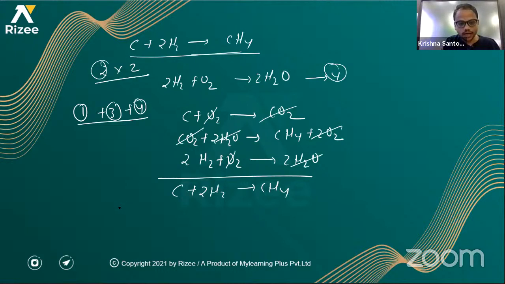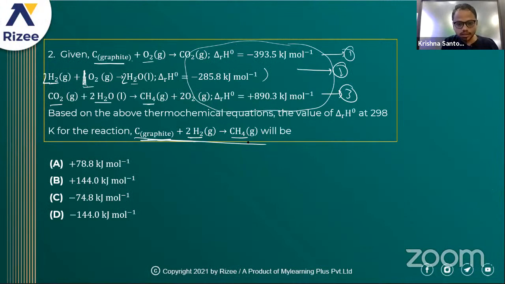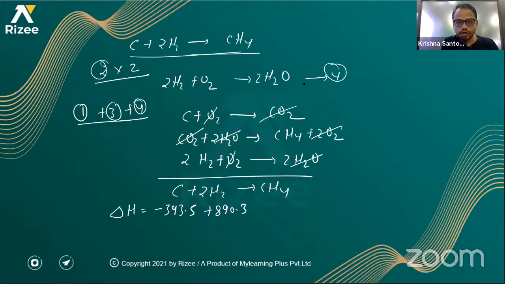Yes. Now what are the values? Let's see. Delta H is equal to, so what I am doing, first one is minus 393.5. So minus 393.5 plus 3. What is the 3 value here? Plus 890.3. Next 4. So fourth one, how much delta H value is this one? This will be 2 into 285.8. So 285.8 into 2, 571.6. So I can write minus 571.6.